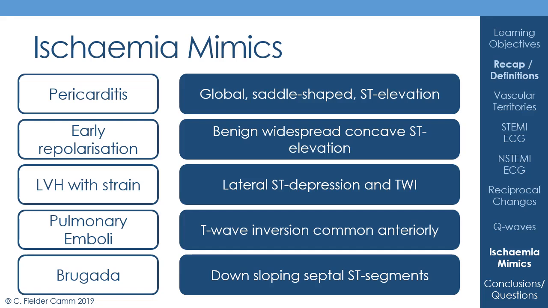And you can have something called Brugada syndrome, which essentially is an inherited problem with a channel within the heart, and it causes this downsloping ST elevation in the septal segments that can come and go, particularly if people have fevers. This ECG finding can appear, and these people are very liable to sudden cardiac death and may well need an implanted defibrillator fitted.